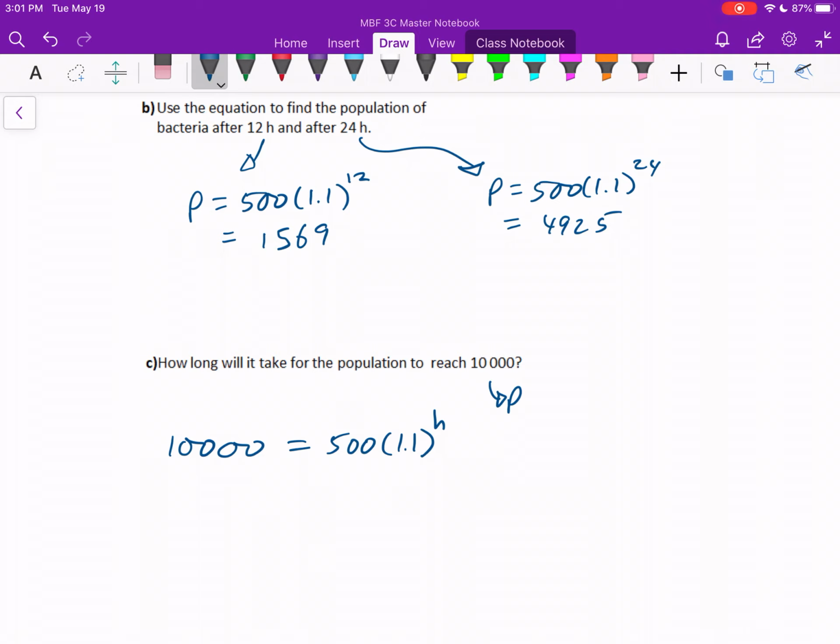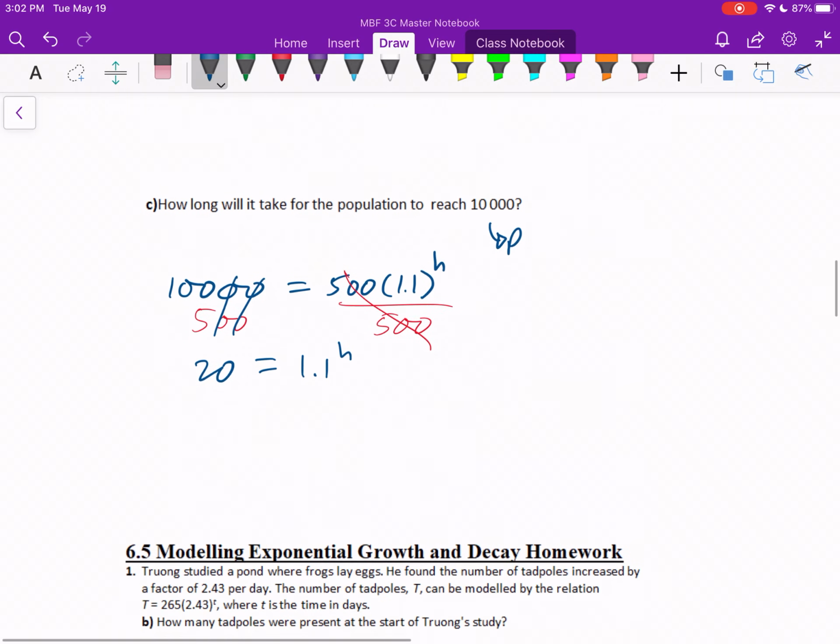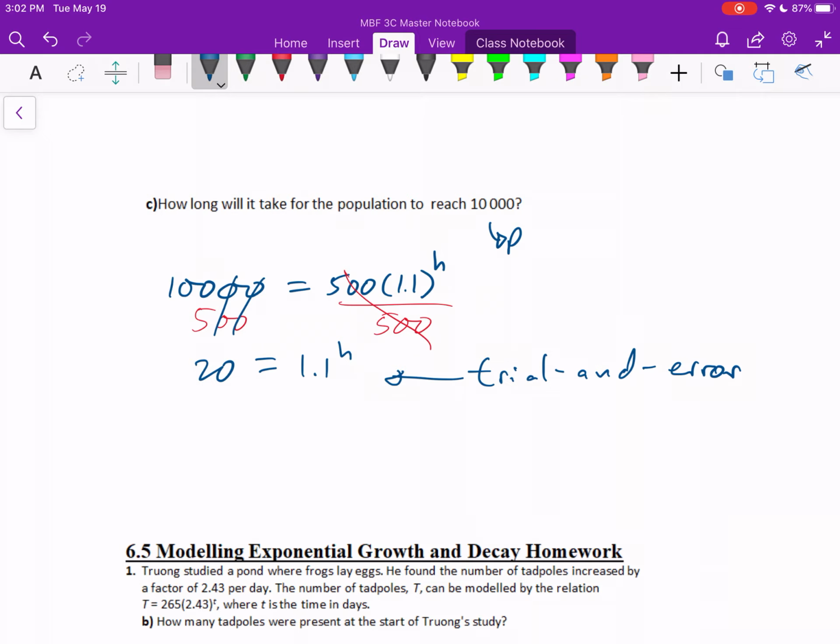Now solving for h is a little bit harder because it's the exponent, right? But what we can do is start by dividing each side by the a value, by 500, because then it'll cancel that out, and I'll be left with 20. So I can simplify things a bit. 20 equals 1.1 to the h. To find out what h is, though, really what I need to do is use trial and error. In other words, try plugging different numbers in until you get 20.